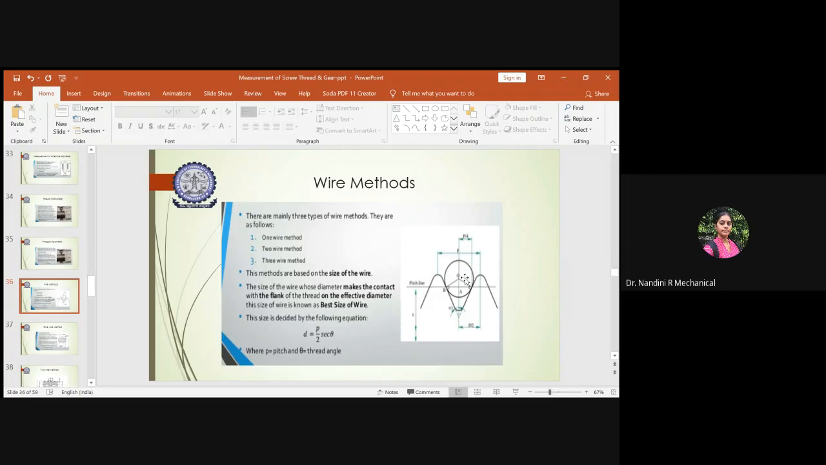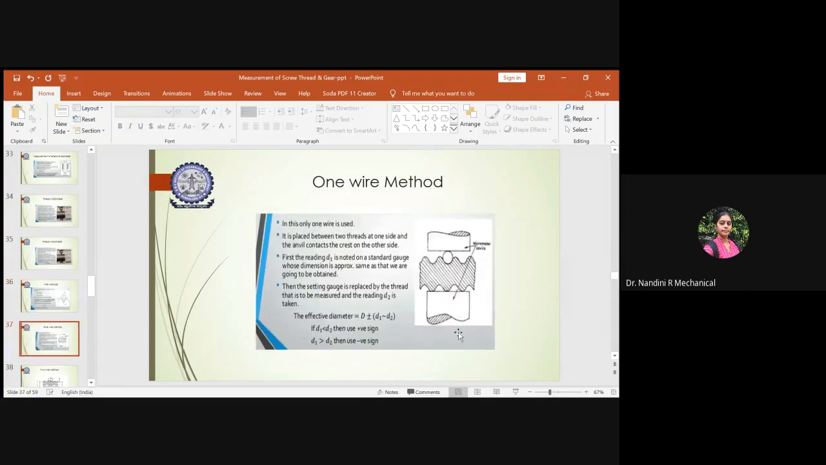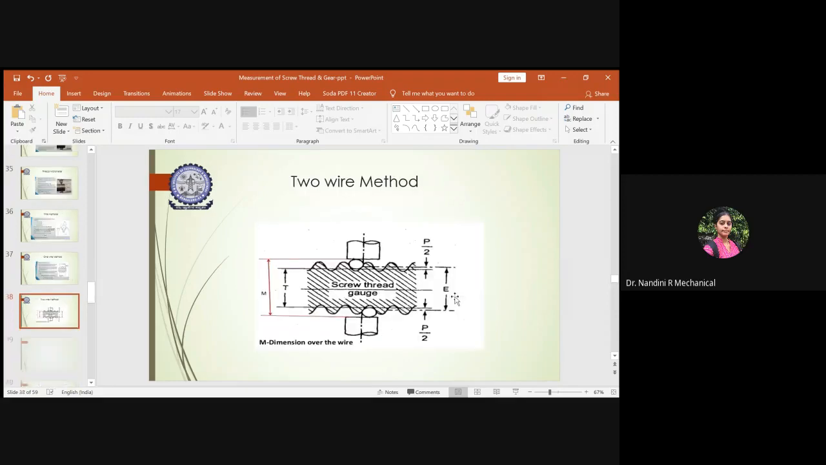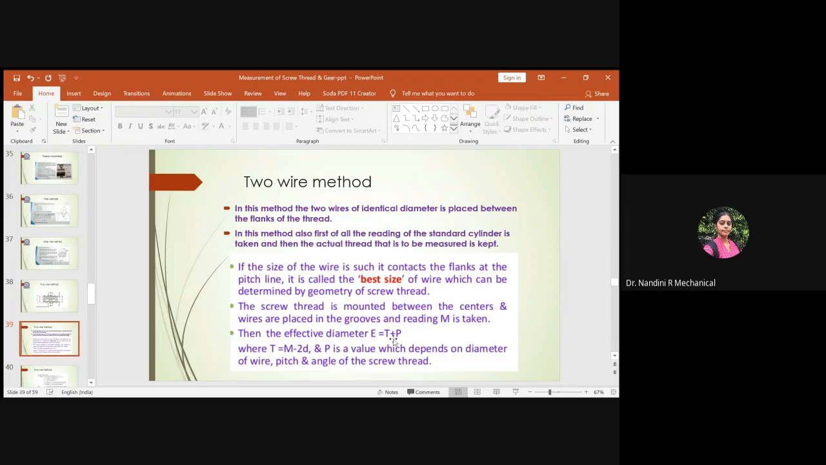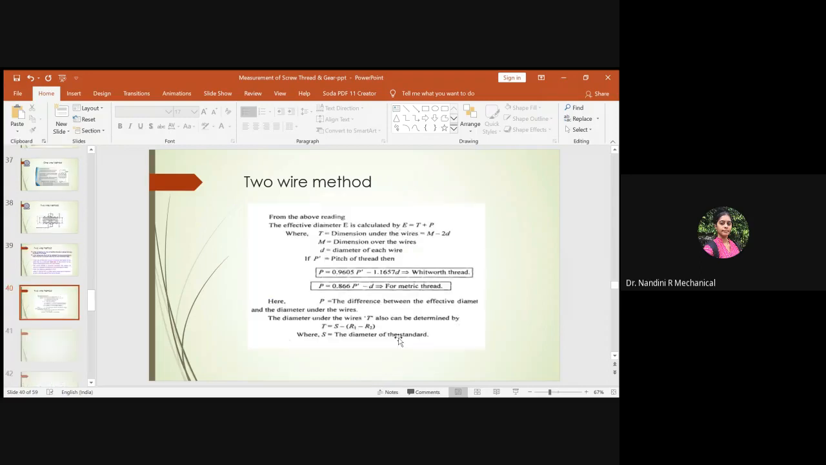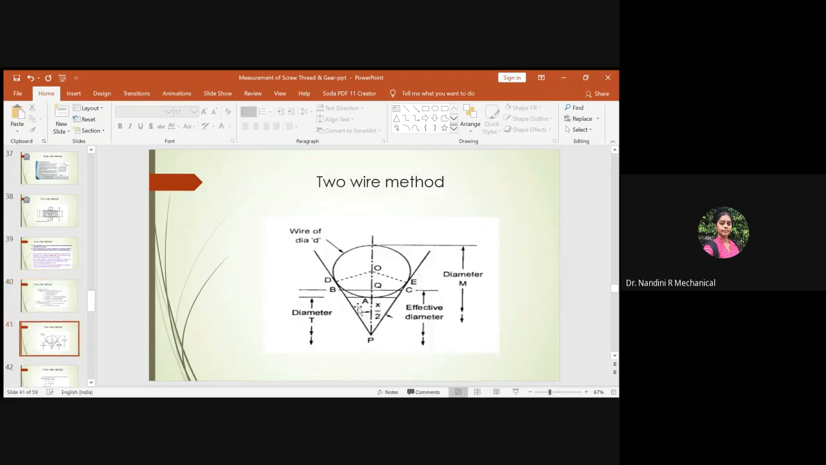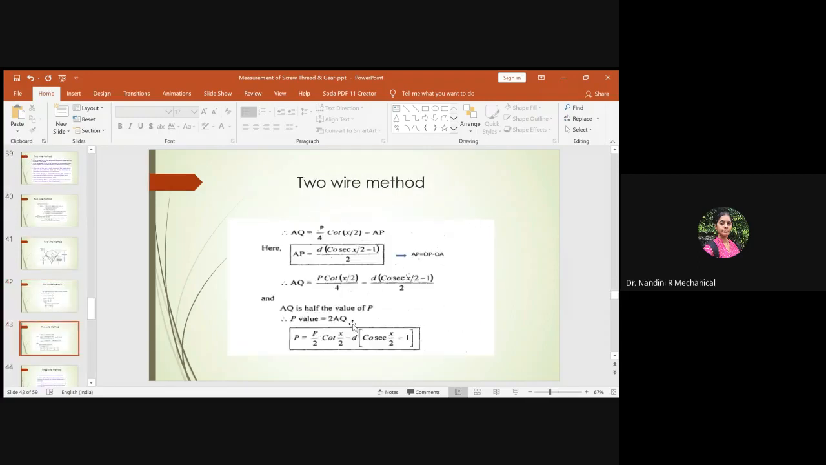So you can draw the sketch exactly for the type of method being asked, and then you have to brief out the entire derivation for the one wire method. Usually they ask the two wire method. So please show the screw thread gauge, which is the effective diameter where you are placing the wire. Then show all the terminologies and start explaining each term. What do you mean by effective diameter? Explain the terminologies you are using, and finally show the value of the pitch diameter you are determining. So this is entirely for the two wire method.